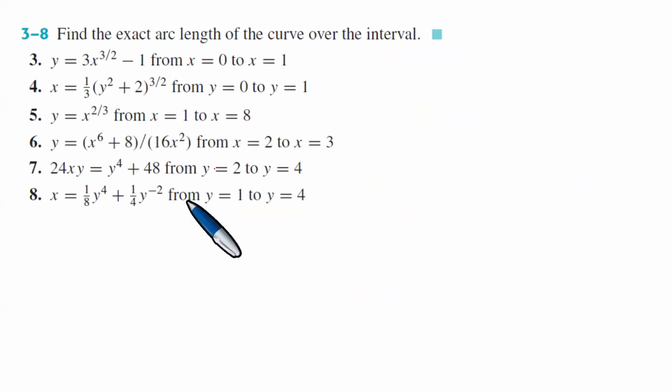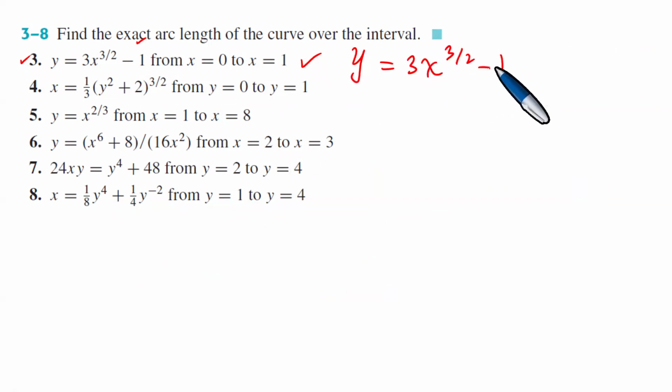watch this. Let us look at the arc length. Find the exact arc length of the curve over the interval. This one is from 0 to 1. So now, if you're dealing with this one, number 3 is the business at the moment. y equals 3x to the power 3 out of 2 minus 1. Let's find the derivative.